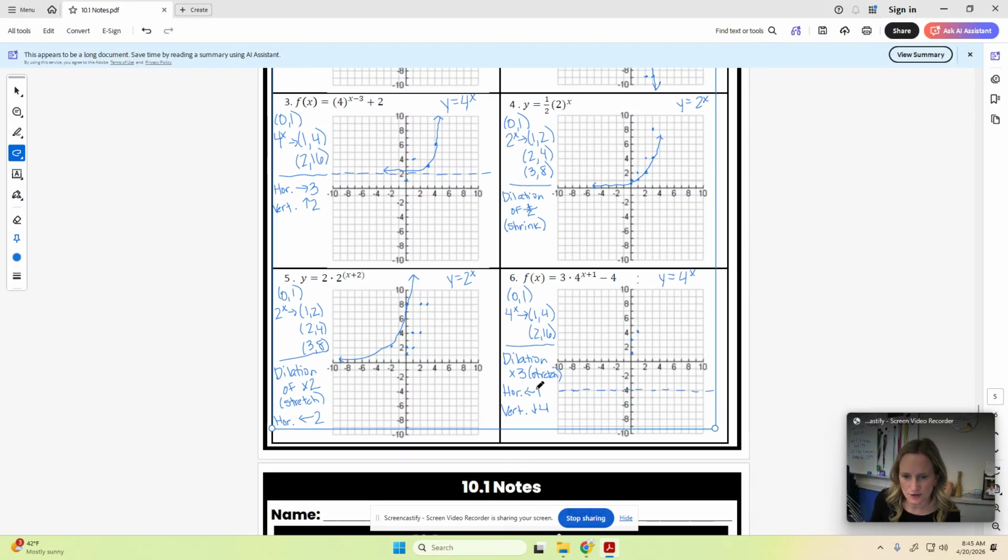And now I'm going to do my shifts. So I'm going horizontally 1 and then down 4. So this one's back on the graph now. And then horizontally 1 and down 4. So I only have those 2 points to go off of because when your base is 4, it grows so fast. Get up there to 8. There we go. And that is our final graph.